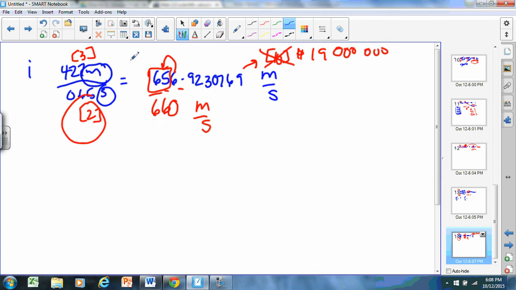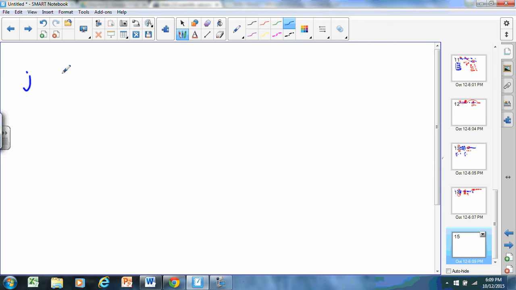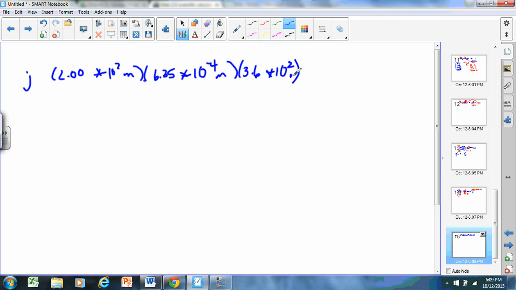All right, and last one. This is a very hard one to get in the calculator, but you can do it. J is 2.00 times 10 to the 7th meter times 3.65 times 10 to the negative 4 meter. And then this is 3.6 times 10 to the 2nd meter. Sorry. And a meter times a meter times a meter is a cubic meter, and that's a unit of volume.